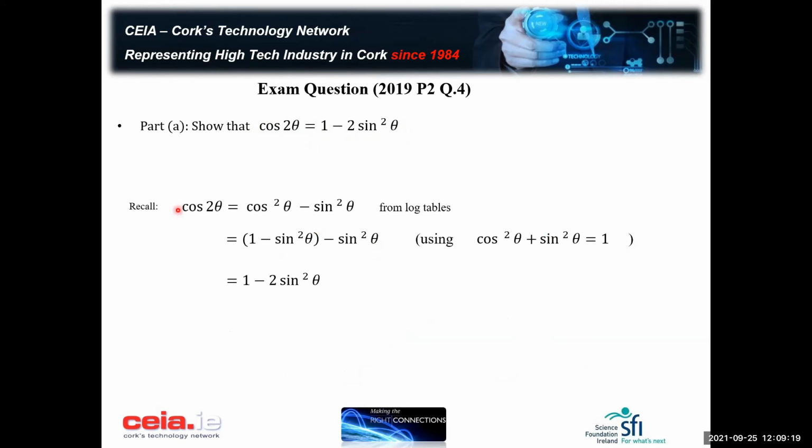Well, you're entitled to start with the formula that's in the log tables, which is cos squared minus sine squared. You want to get rid of the cos squared to get it in this format. So use the fact that cos squared plus sine squared equals 1. You can replace cos squared by 1 minus sine squared. And this gives you the desired result. Okay, so that was a nice, easy few marks in 2019.